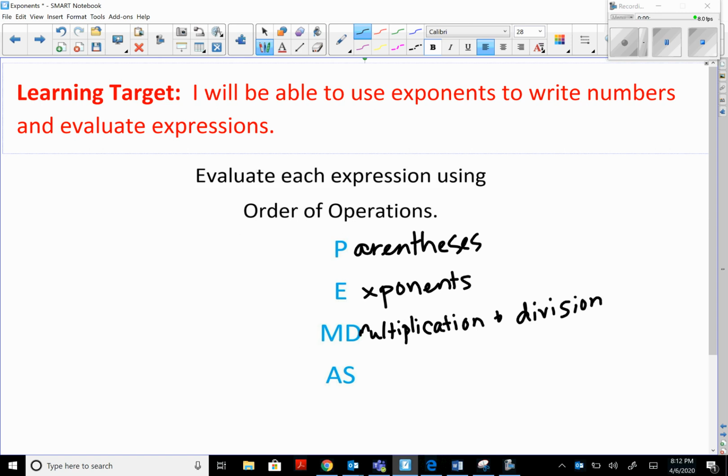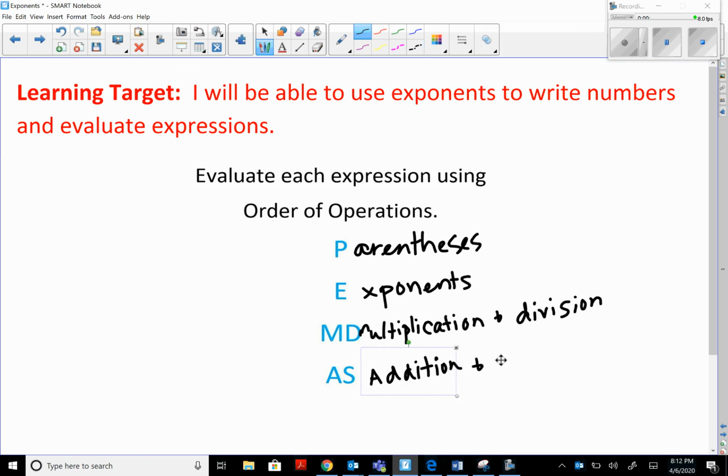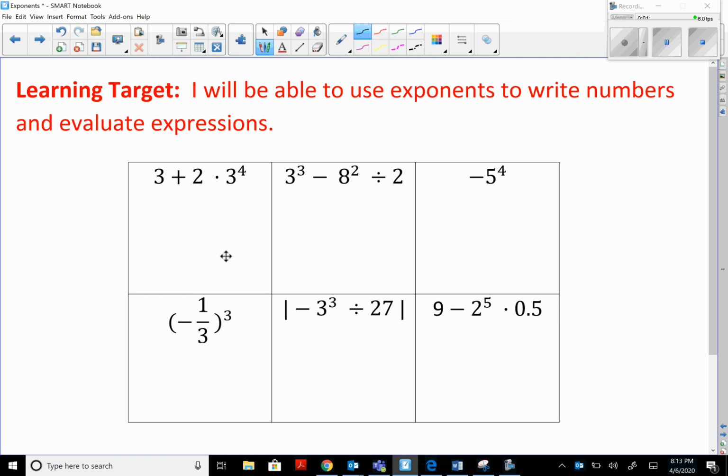And lastly, addition and subtraction. And they are also equal or level. All right, so we're going to just practice a few order of operations expressions that do involve exponents. All right, so let's start with this first one here.